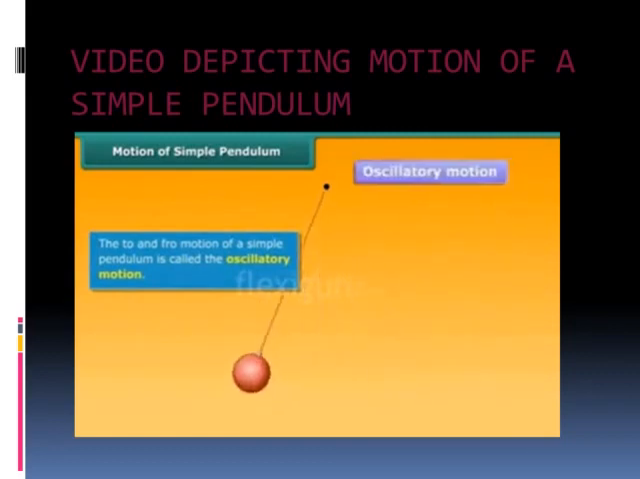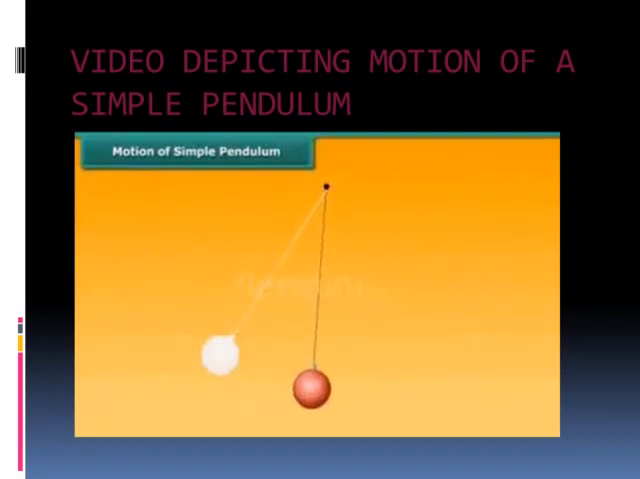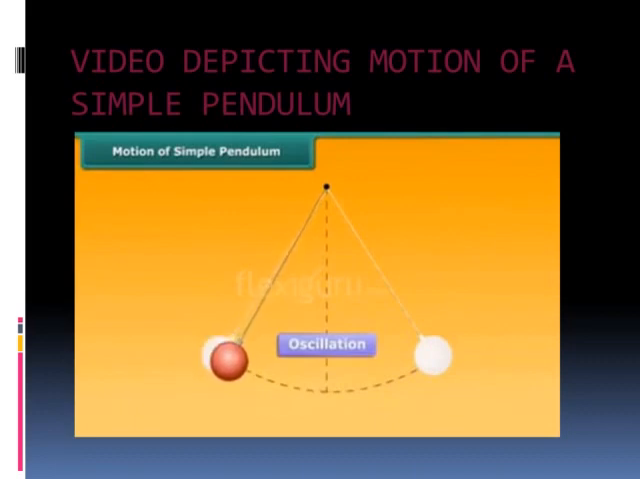This is called the oscillatory motion. One full to and fro motion of the pendulum is called an oscillation. The pendulum completes one oscillation when its bob, starting from its equilibrium position O, moves to one extreme position A, from there to the other extreme position B, and then back to O. Alternatively, an oscillation can also be measured as the movement of the bob of a pendulum from one extreme position A to the other extreme position B and back to A.